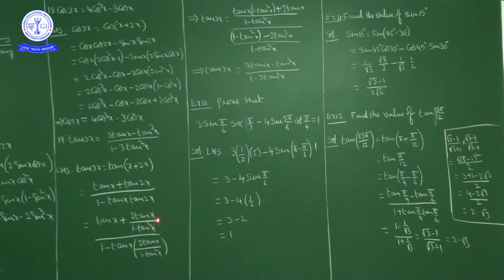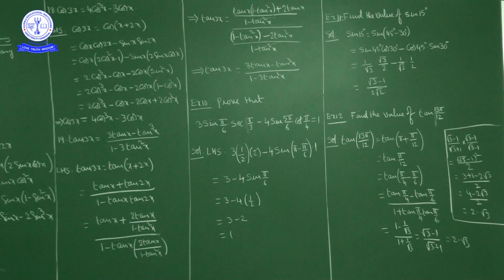Now take LCM. LCM is 1 minus tan square x. Here also 1 minus tan square x. So 1 minus tan square x, 1 minus tan square x cancel. By taking the numerator's LCM as 1 minus tan square x, what we get is tan x into 1 minus tan square x plus 2 tan x, upon 1 minus tan square x.